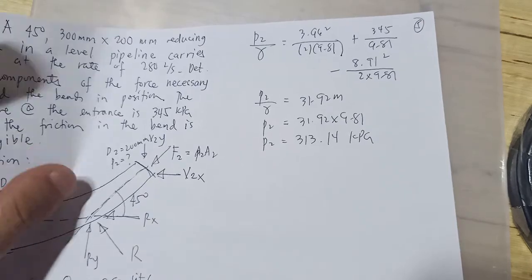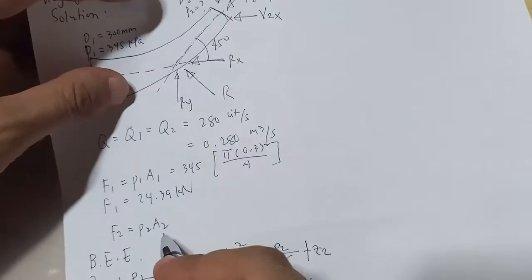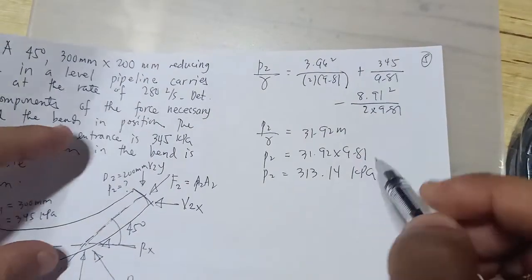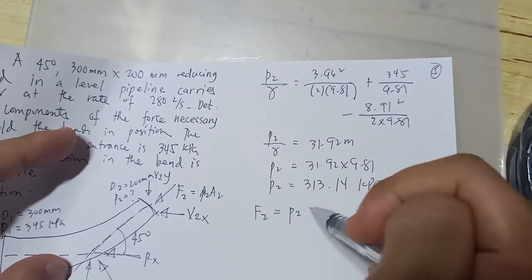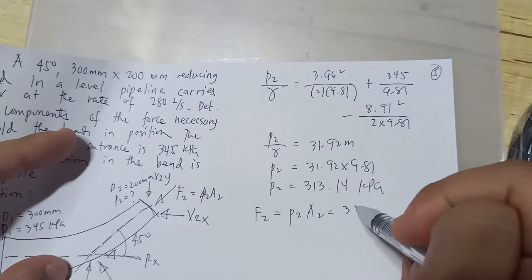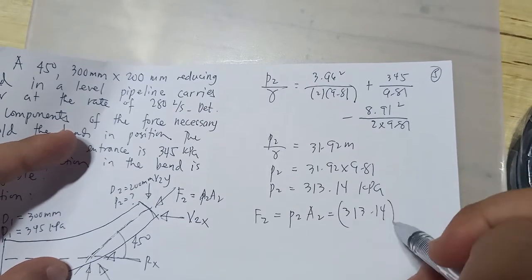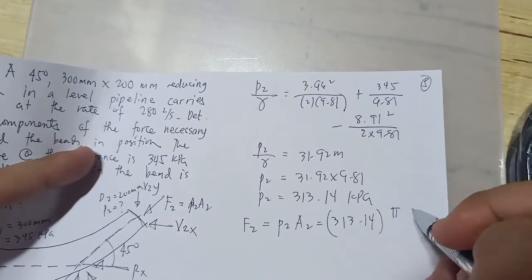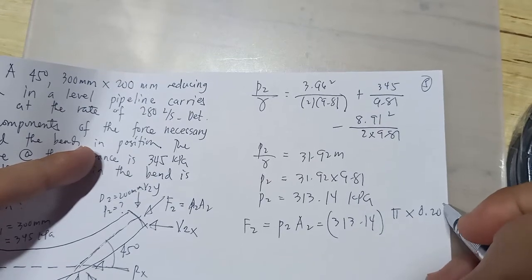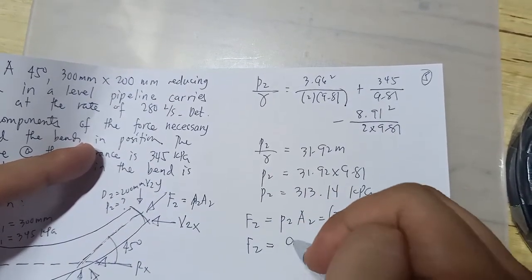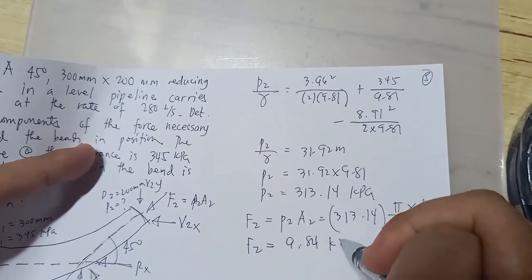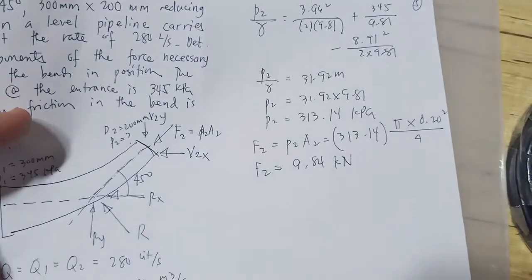So going back to it, we can input now the value. So F2 is P sub 2 divided by A2. So 313.14 times pi times 0.20 squared over 4. So F2 now is 9.84 kilonewton.